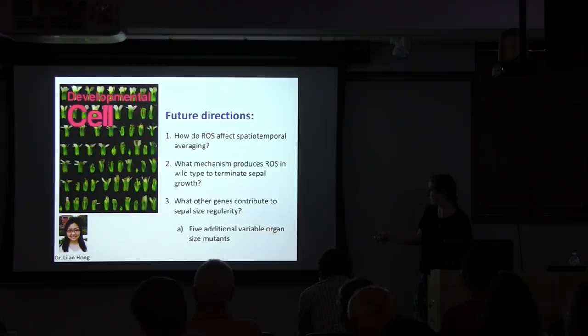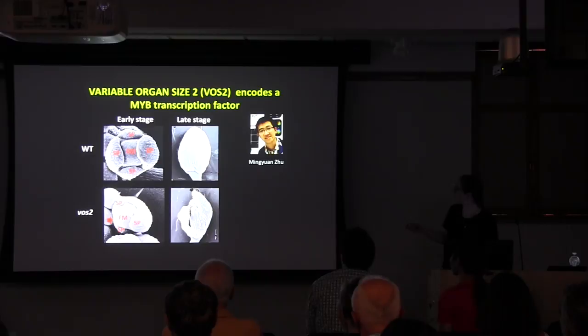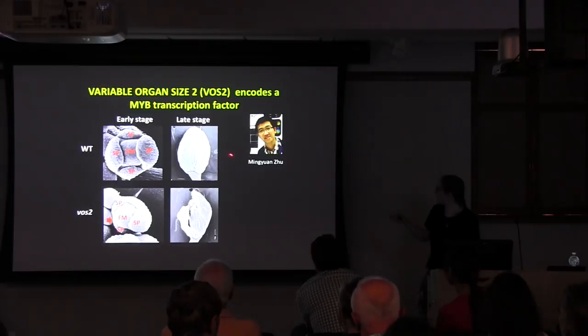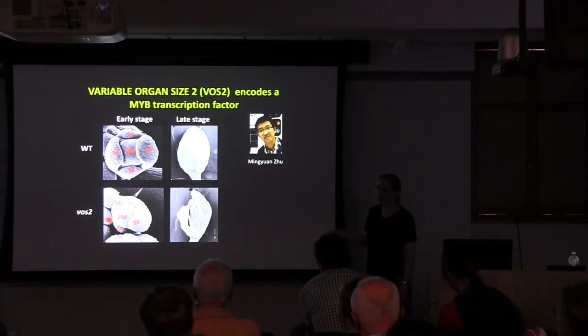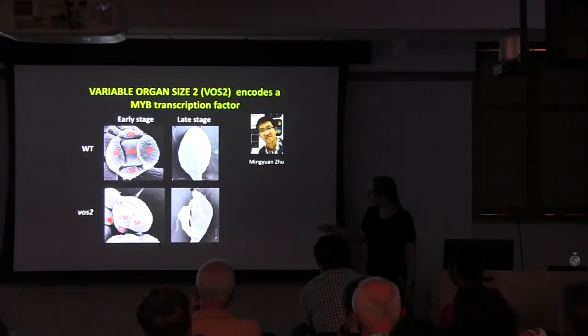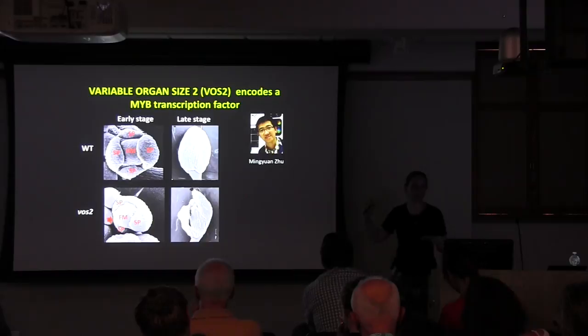And I particularly want to mention the variable organ size 2 mutant. The gene encodes a MIB domain transcription factor. This is being worked on by Ming Yuan. And this one is really interesting. So here's wild type with its 4 equal size sepals. Here's the mutant. You can see variable sepal size. It's really interesting because it is affecting the primordium formation. So it's got defects where the primordium don't form normally, the sepal primordium. So it's affecting the other end of the scale. We saw FDSH4 is affecting termination, and VOS2 is now affecting initiation, so we're hoping we can put this all together.